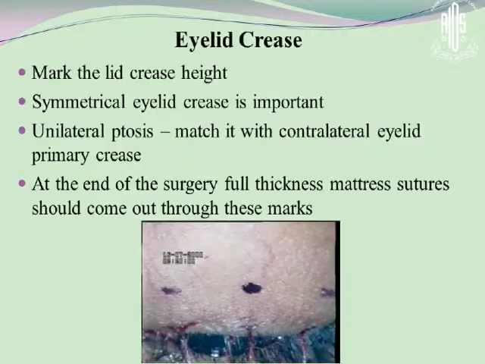So how to decide on the eyelid crease? You have to match this with the other eyelid crease. The primary crease you have to check, which is the fold, and the same 3 marks are given on the lid surface, as shown here in the picture. It is very important that it should be symmetrical to the other eye, and through these marks, basically at the end of the surgery, the thickness matrix sutures should come out, so that you get a proper matching lid crease and lid fold.